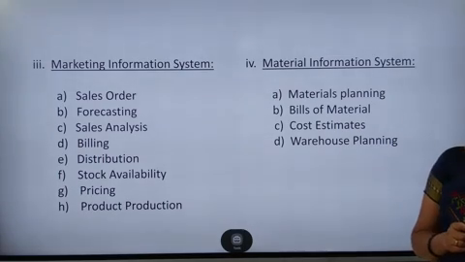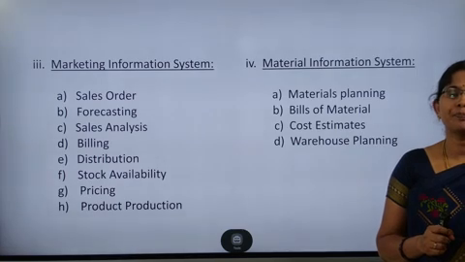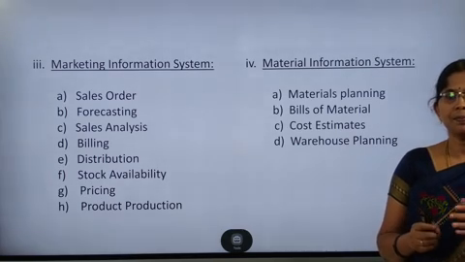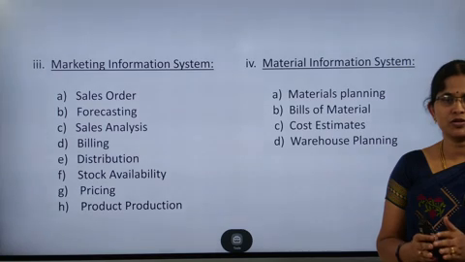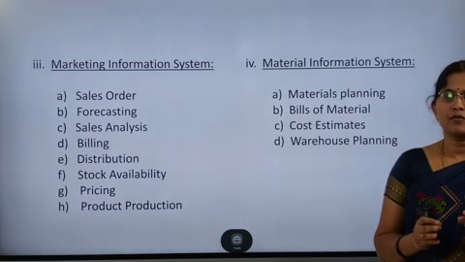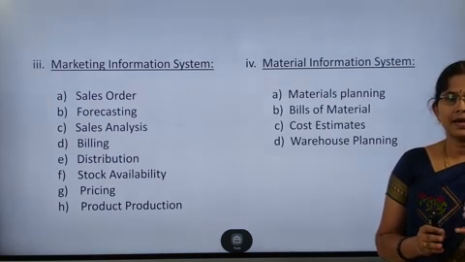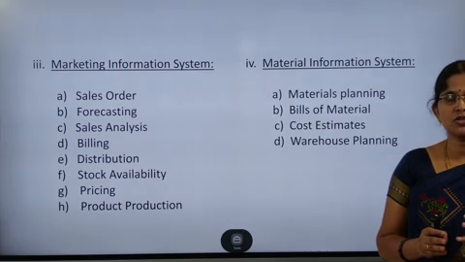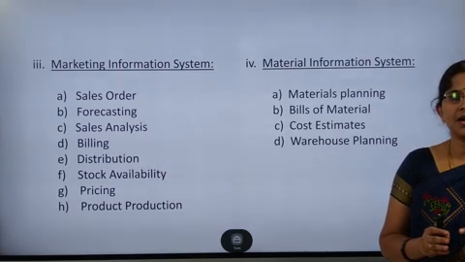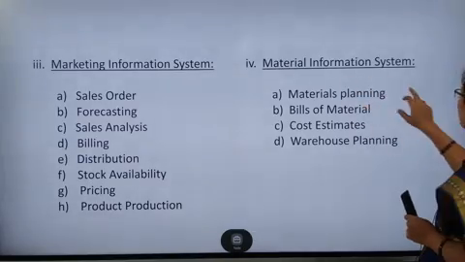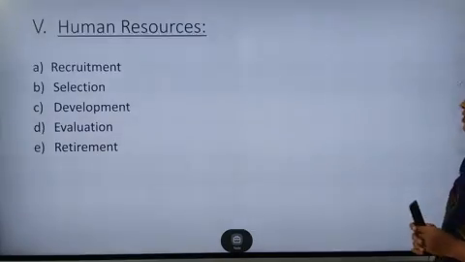So these are the main 4 types of functional information systems. First one is financial information system. Second one, that is production information system. Third one, that is marketing information system. Fourth one, that is material information system.